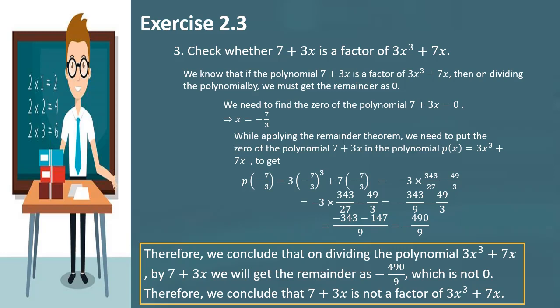अगर आप x को माइनस का 7/3 पुट करो और पूरा का पूरा कंप्लीट पॉलिनोमियल 0 के इक्वल आ जाएगा, then we say that it is a factor, otherwise not.